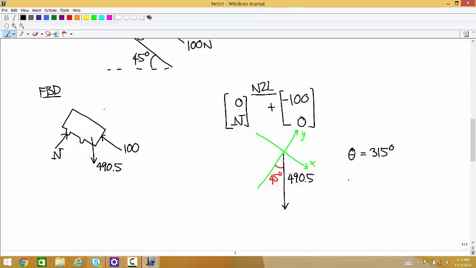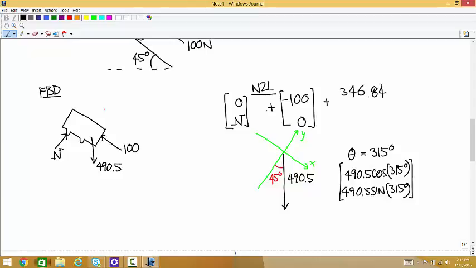And so the weight force is 490.5 times cosine of 315, 490.5 times sine of 315. And that says 346.84. Oh, and then I guess 346.84 negative.